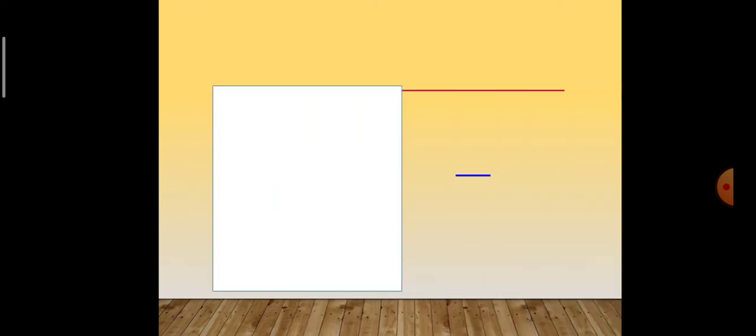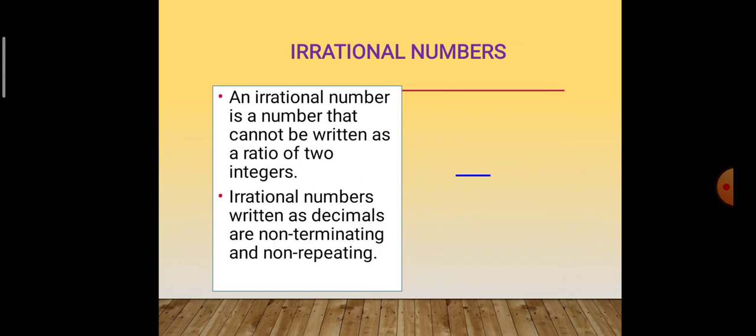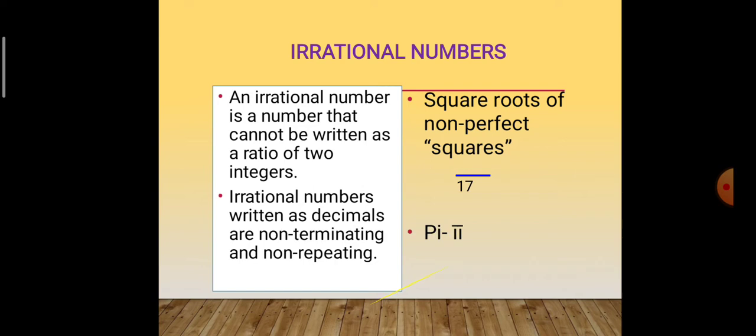So we will learn a few more things about irrational numbers. An irrational number is a number that cannot be written as a ratio of two integers. Irrational numbers written as decimals are non-terminating and non-repeating. Example: square root of non-perfect squares, root 17. All non-perfect squares are irrational numbers. Pi is also an irrational number.